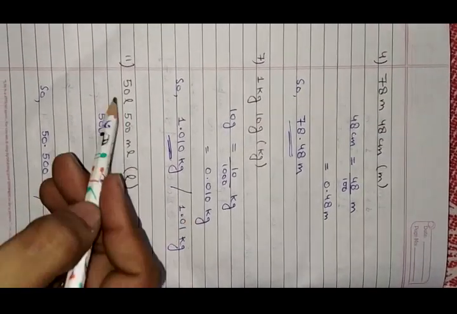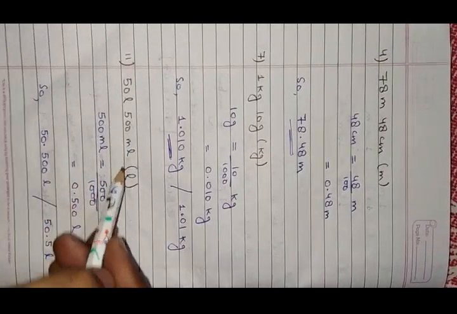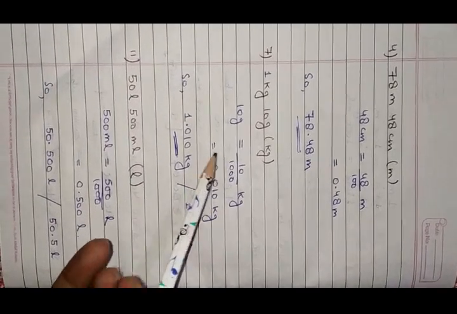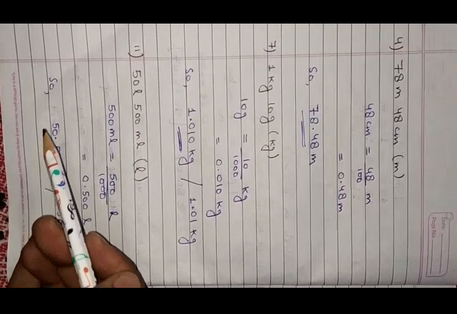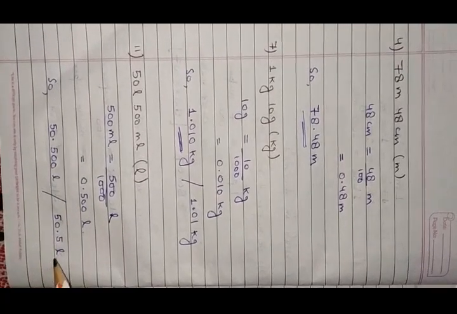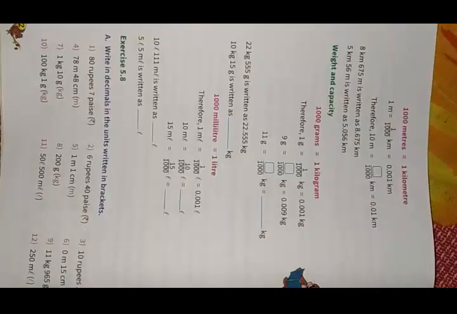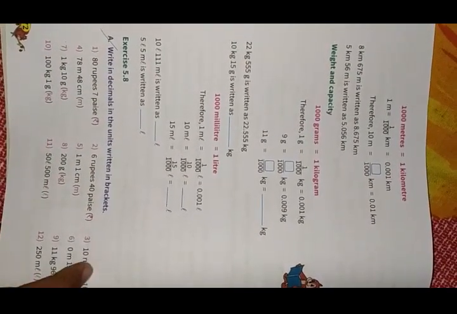Now second, 50 liter 500 milliliter into liter. Same as question number 7. Convert milliliter into liter, then 50.5 liter or 50.500 liter. You have to do all the parts of this A section. Okay, you have to do all these parts.